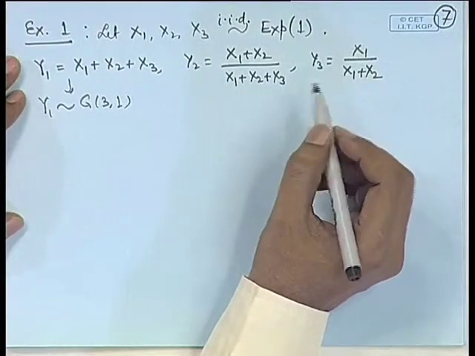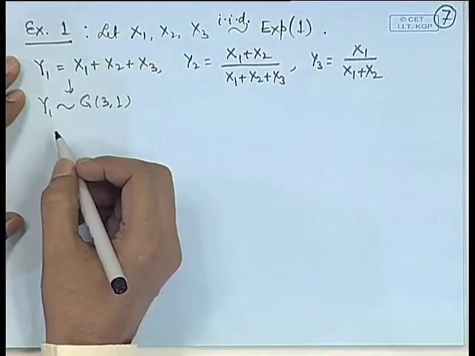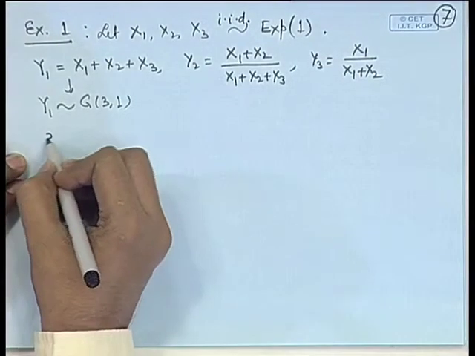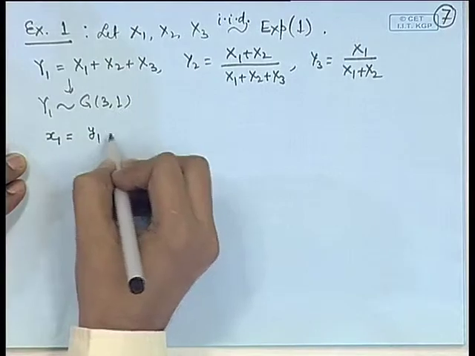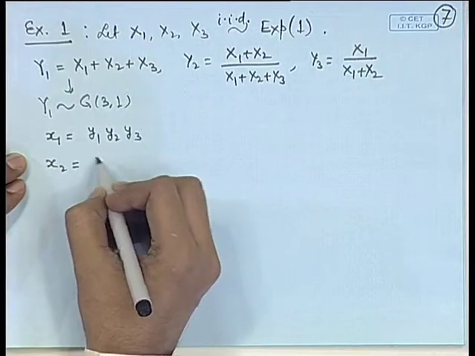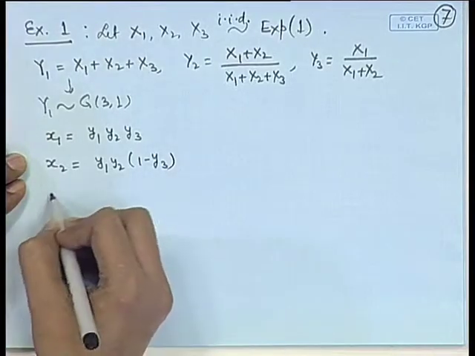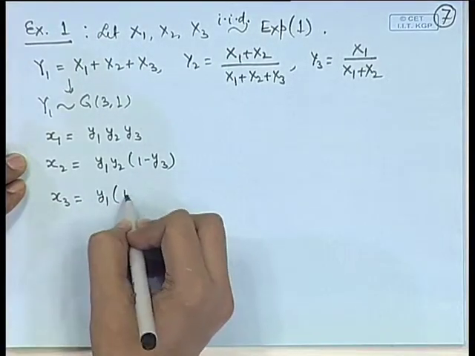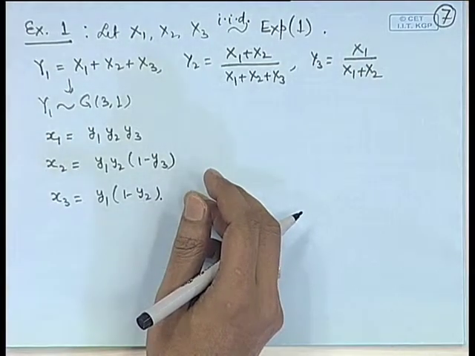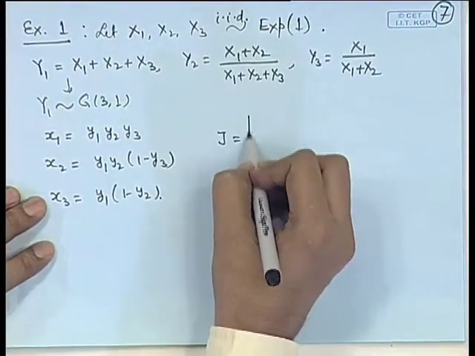So, we observe here that it is a 1-to-1 transformation and the inverse functions can be written as x1 = y1 y2 y3, x2 can be written as y1 y2 (1 - y3), and x3 can be written as y1 (1 - y2). So, we can determine the Jacobian of the transformation.